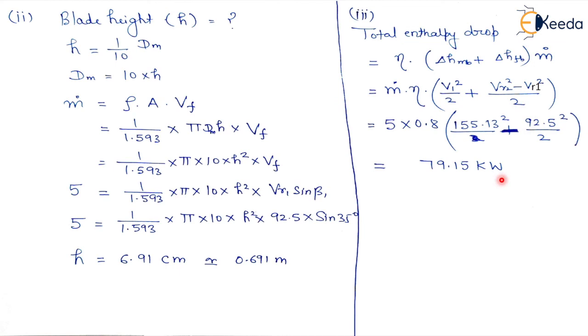So friends, in this video, we have seen two numericals. One is based on the impulse turbine. The second one is the reaction turbine, specifically the 50% reaction turbine, that is the Parsons turbine. Now this is all about the steam turbine. We have completed the steam turbine chapter.